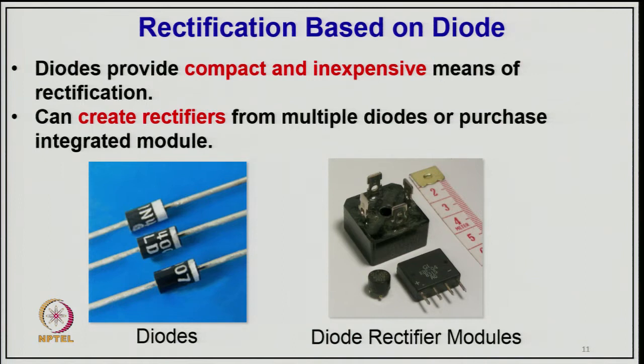Or if you want a rectifier module, many diodes are already in a rectifier configuration, so they are available in this form directly. You can connect the AC supply directly to it, and at the output terminal it can give the DC.